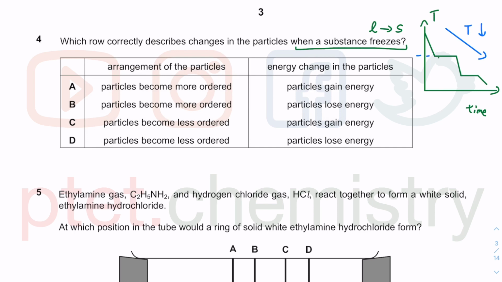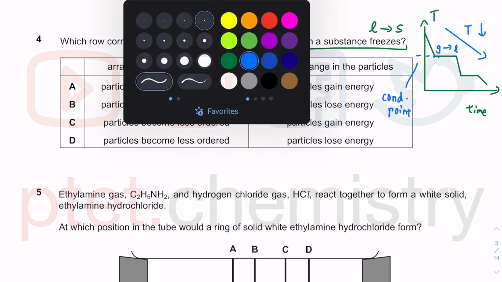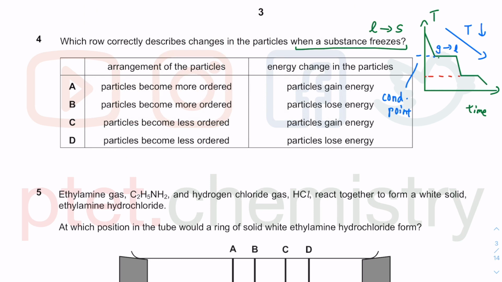But we have this point here. This is gas going to liquid. So that would be your condensation point, which is the same as your boiling point. Whereas you also have the freezing point, which is the same as your melting point, because whether you're going from solid to liquid or liquid to solid, they will both happen at the same temperature.